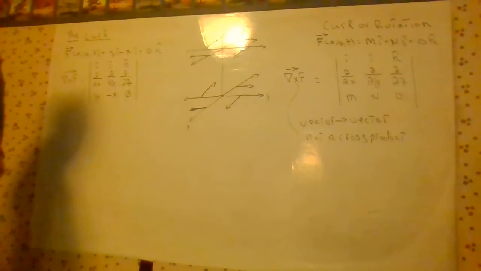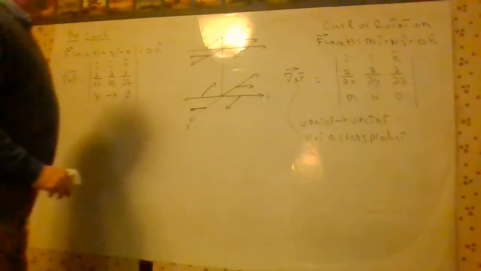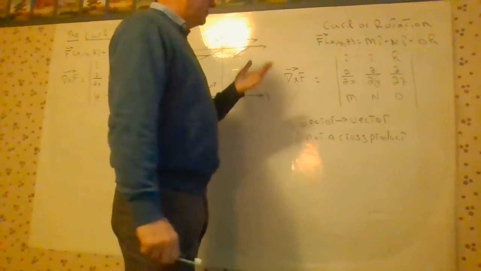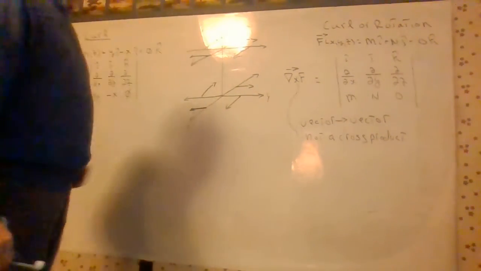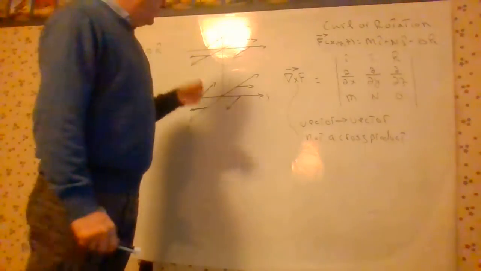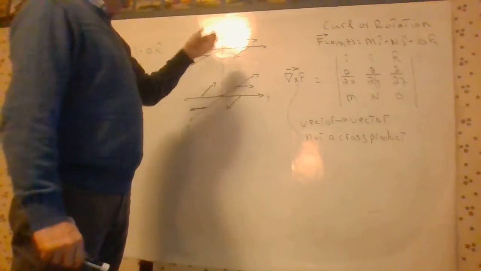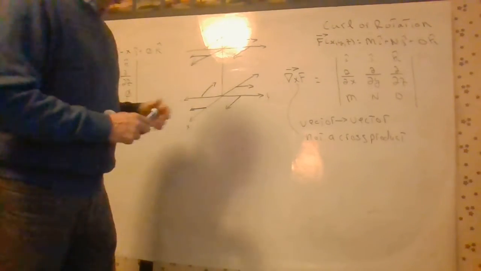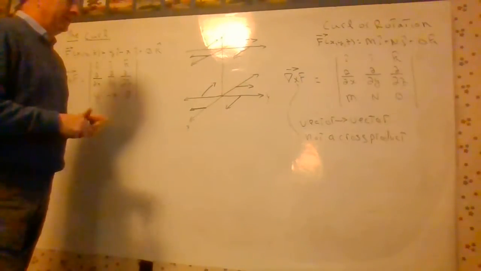We're going to talk about the curl in this video. Curl is sometimes called a rotation. We'll talk about why it's called a curl. Vectors are straight, they're not curvy, but vector fields can cause rotation, so that's where the name comes from.